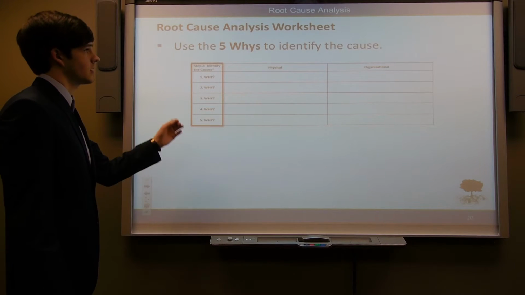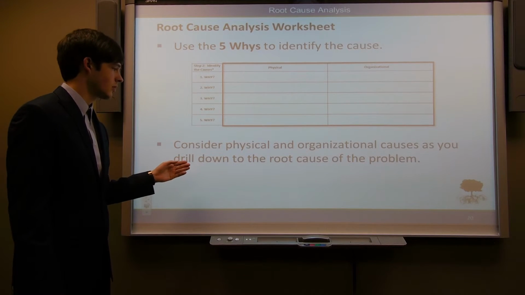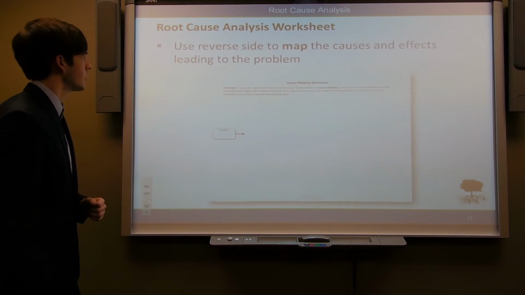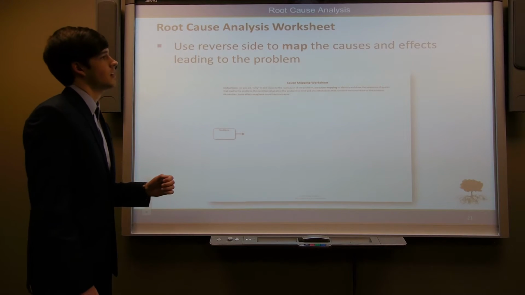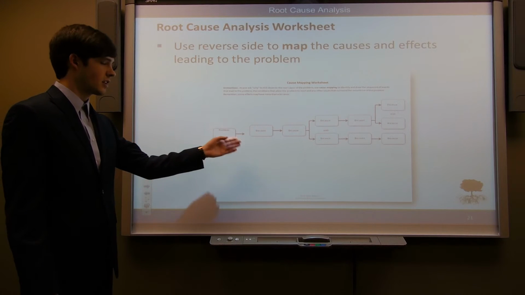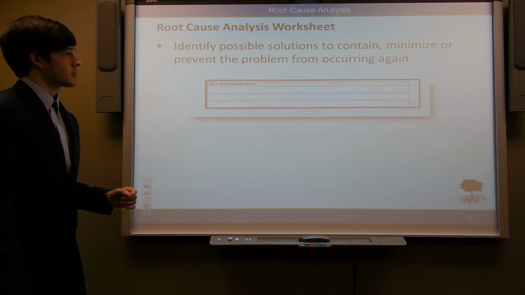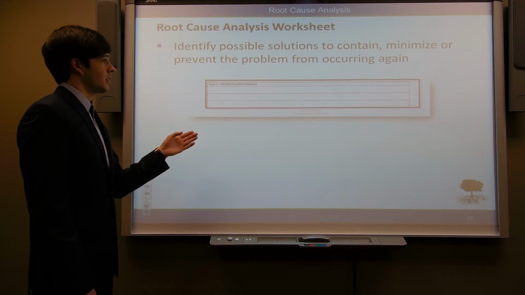Use the 5 whys to identify the cause. Consider physical and organizational causes as you drill down to the root cause of the problem. Use the reverse side to map the causes and effects leading to the problem. The diagram is what we went over earlier, the becauses and whys. Identify possible solutions to contain, minimize, and prevent the problem from reoccurring.